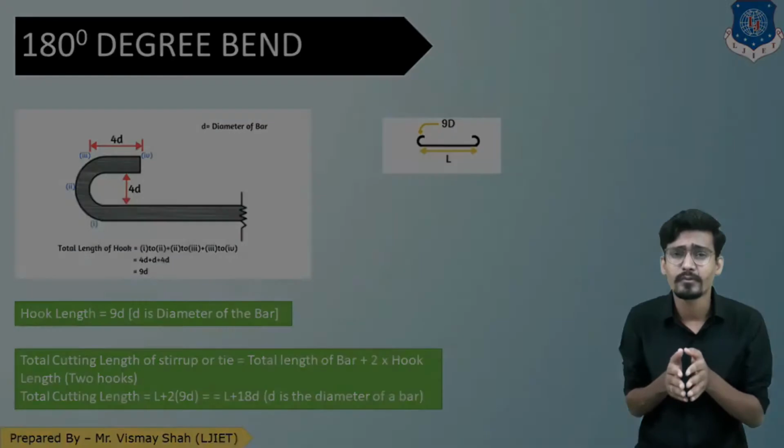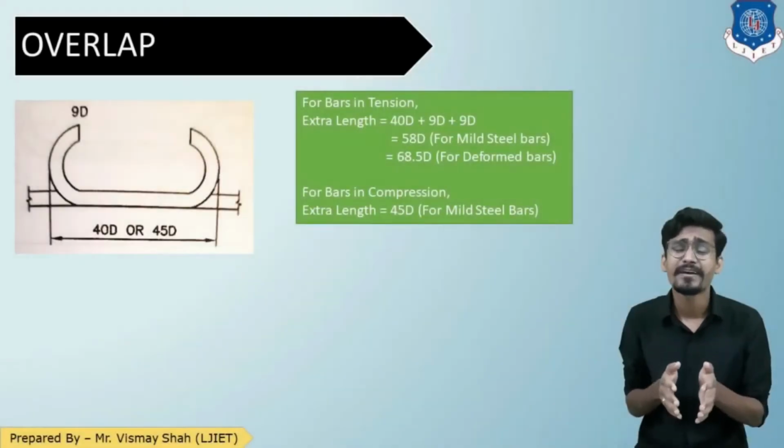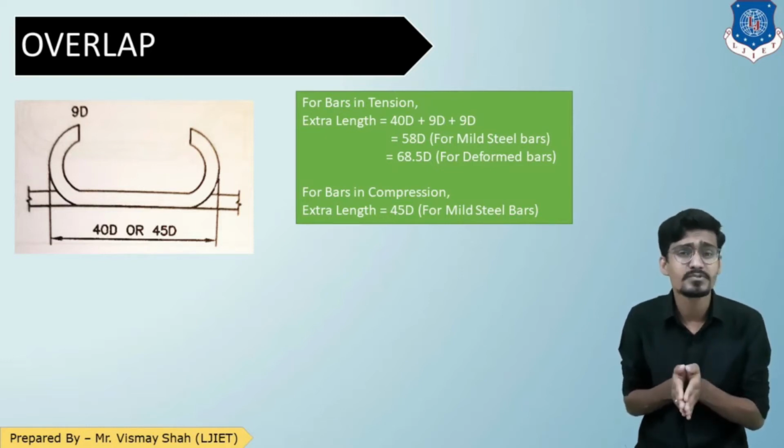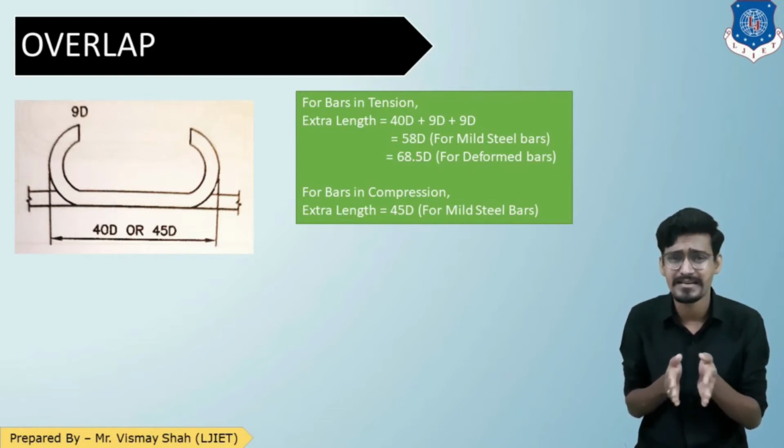Now moving forward, what if there is an overlapping of the bar? Whenever your bars are overlapping and the bars are in tension, the extra length is generally taken as 40D plus 9D plus 9D. That becomes 58D, and that is for mild steel bars.